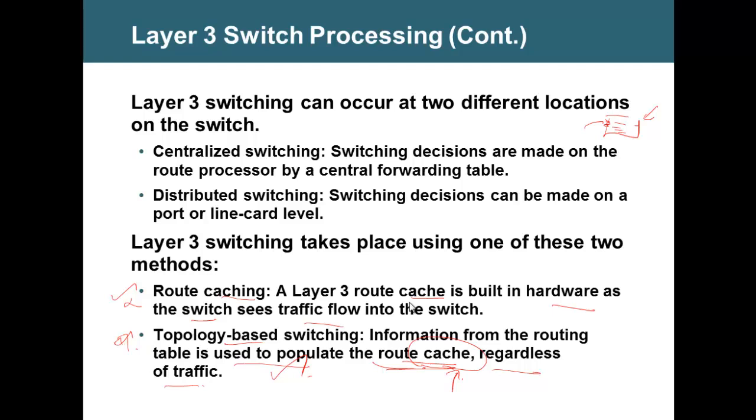No, not similar. See, the first one does not refer to the routing table to build the cache. It is just seeing how the packet is being sent, the traffic flow, to build the cache. Now this topology based switching is not seeing the flow, it sees only the routing table and builds the route cache regardless of traffic. It is not seeing the traffic. And again, both are hardware dependent.